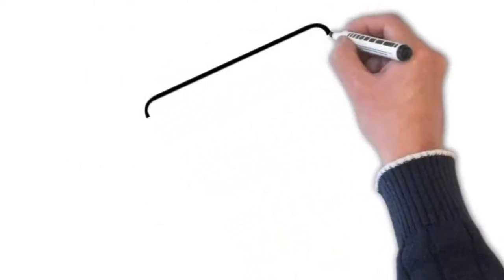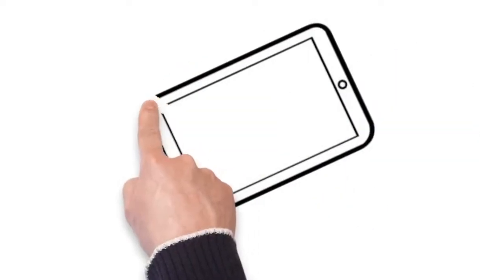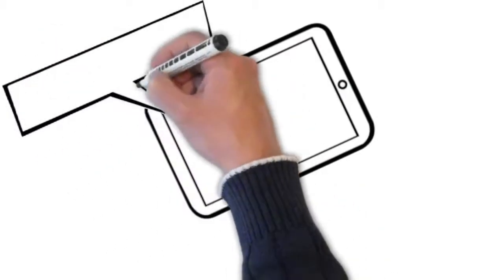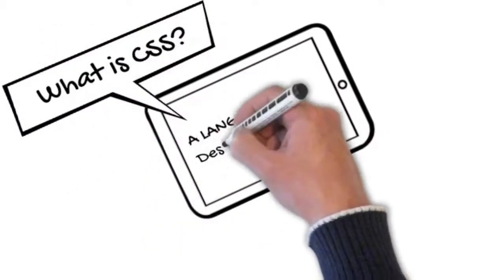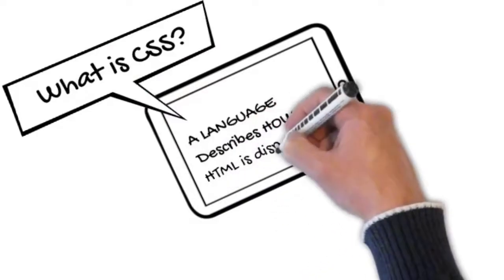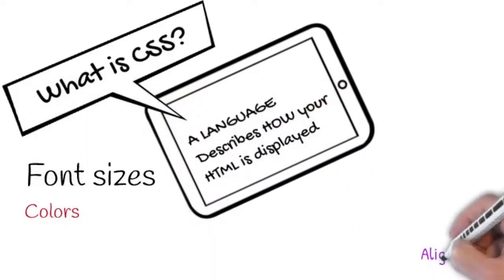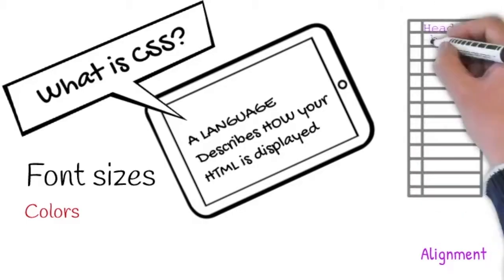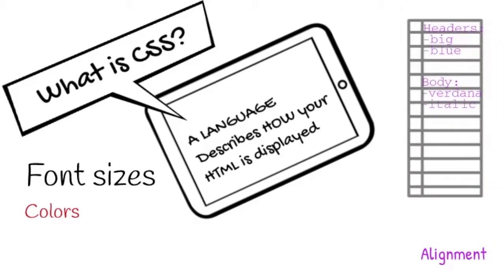So what is CSS? Well, CSS is a language that describes how your HTML is to be displayed on the page. The CSS determines a lot of things about your page, like font sizes and colors and the alignment of objects. Essentially, it becomes a set of rules for your entire website, so you can change formatting in one place and that'll be applied everywhere in the rest of your website.